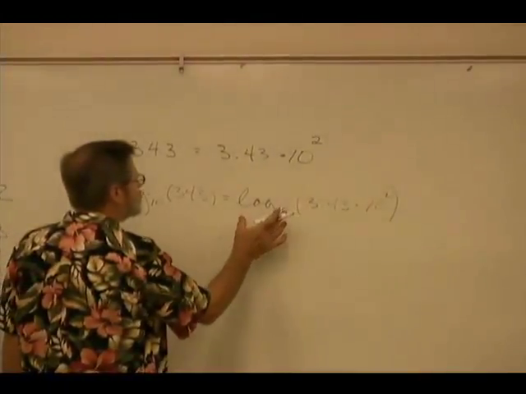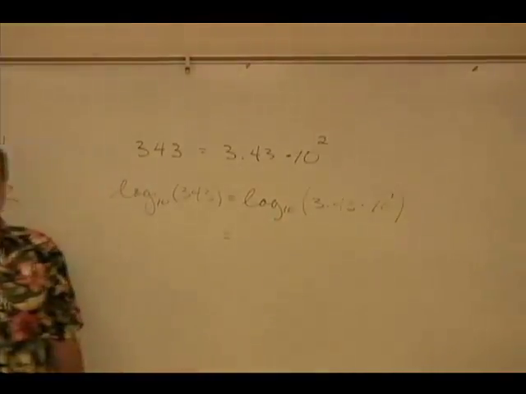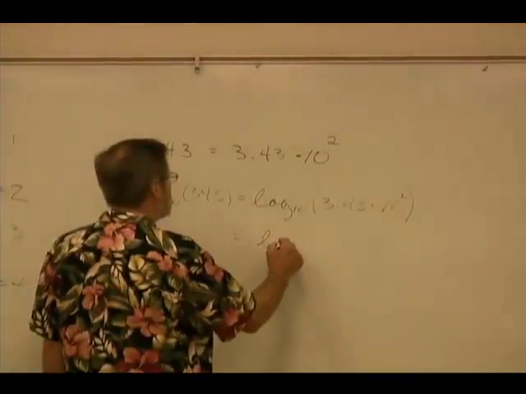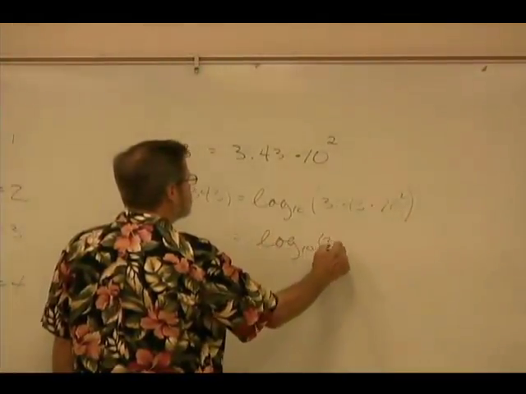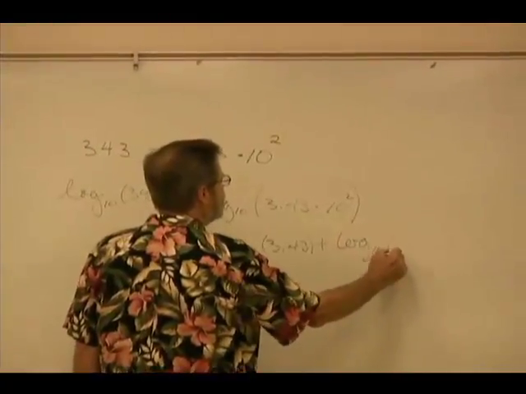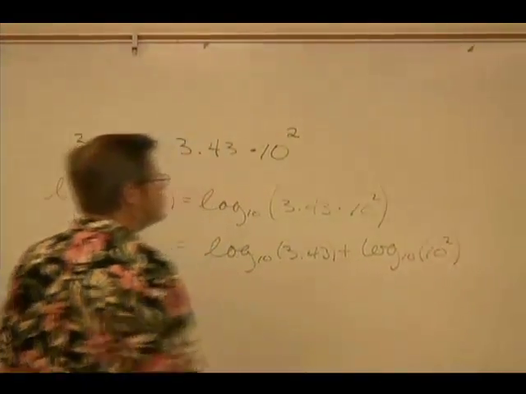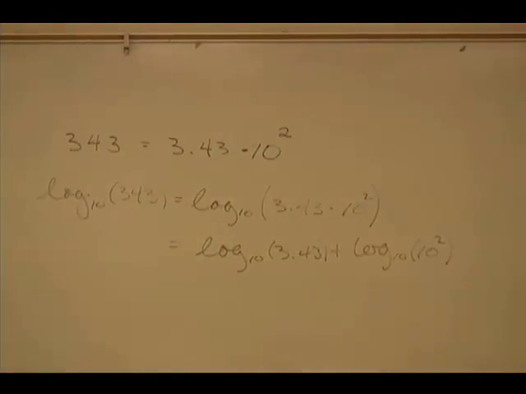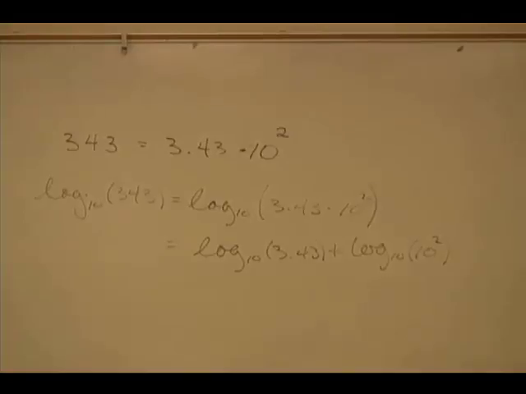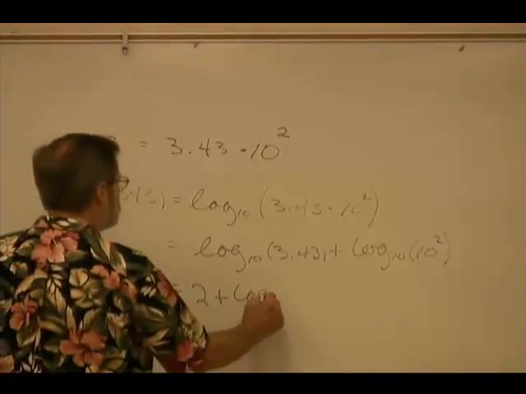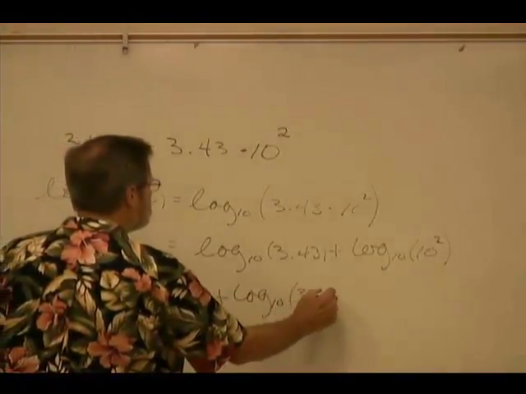Which is, since this is a log of a product, it's given as the sum of the logs. So the sum of the logs are log to the base 10 of 3.43 plus log to the base 10 of 10 squared. Log to the base 10 of 10 squared is just 2. So I can write this as 2 plus log to the base 10 of 3.43.